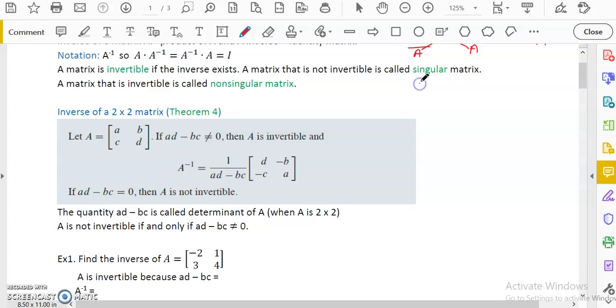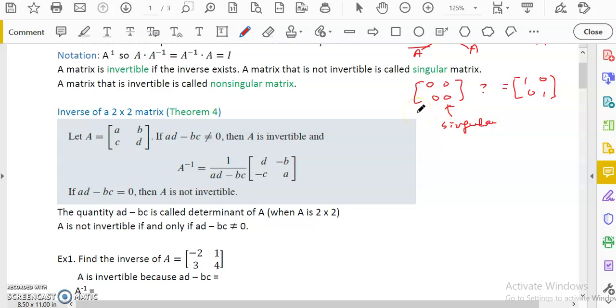Obviously, the 0 matrix has no inverse. The 2 by 2 zero matrix, 0, 0, 0, 0, multiplied by anything can't equal the identity, which is 1, 0, 0, 1. It's not possible. So this is singular, non-invertible. But there are some matrices that are invertible.